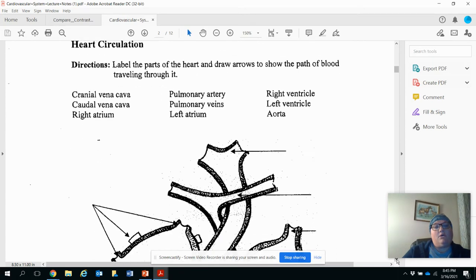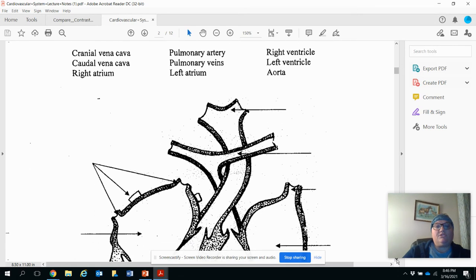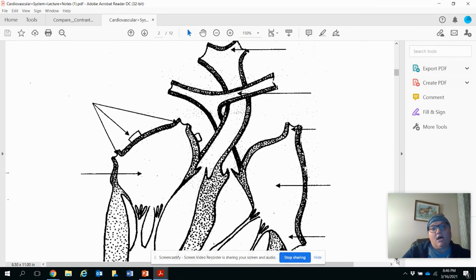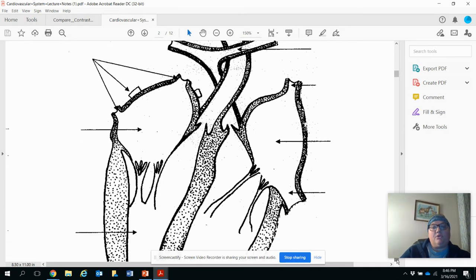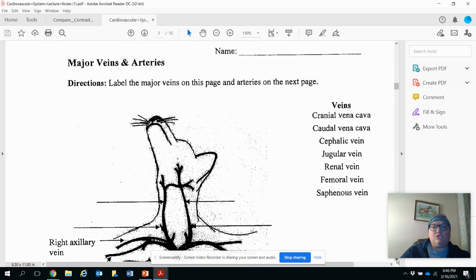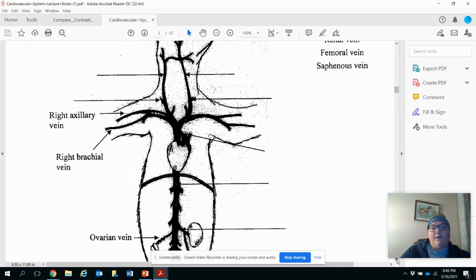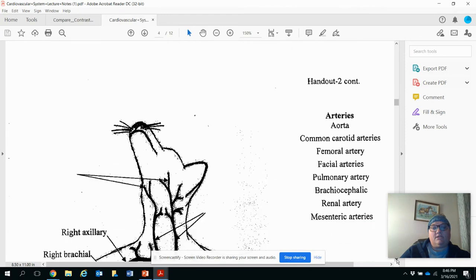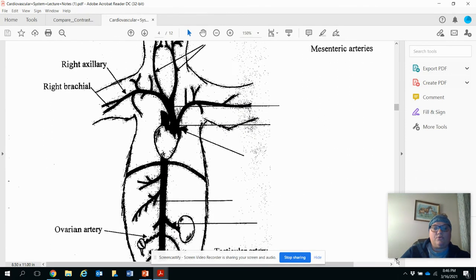Then we have the circulation of the blood through the heart and the pieces of the heart. So we will be labeling these. It's helpful to have a red and blue either pen or colored pencil as we work through this, so you can write the arteries in red and the veins in blue, and that kind of helps you understand the blood flow through the heart. Then we have the major veins here that we'll be talking about. And then the next page is the major arteries. We'll go through those as well.